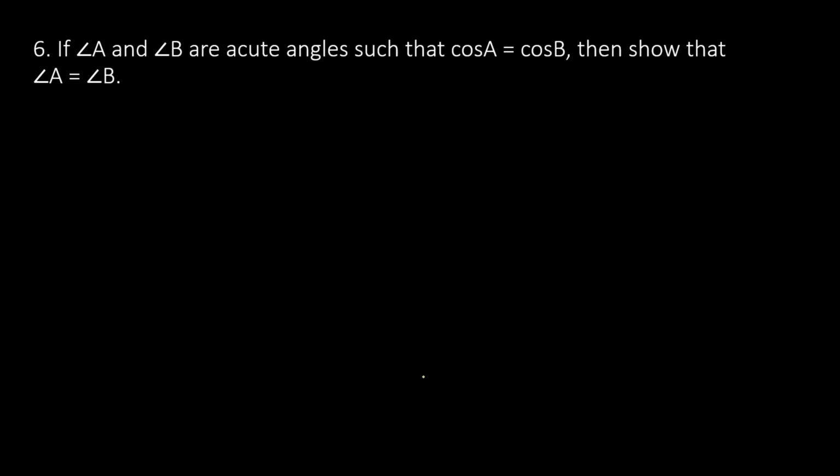Question number 6. If angle A and angle B are acute angles such that cos A equal to cos B, then show that angle A equal to angle B. In this question, it is given that in a triangle ABC, angle A and angle B are acute angles such that cos A equal to cos B. Now we have to prove angle A equal to angle B.